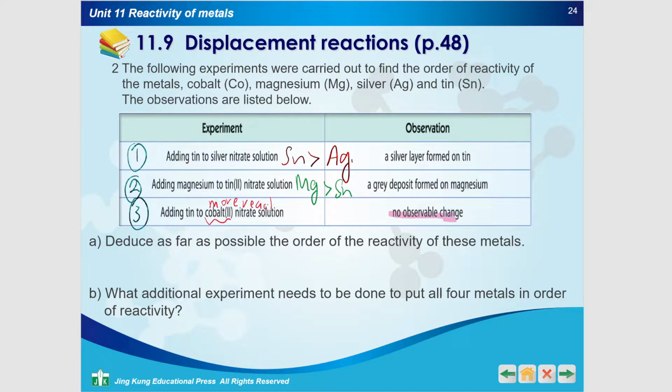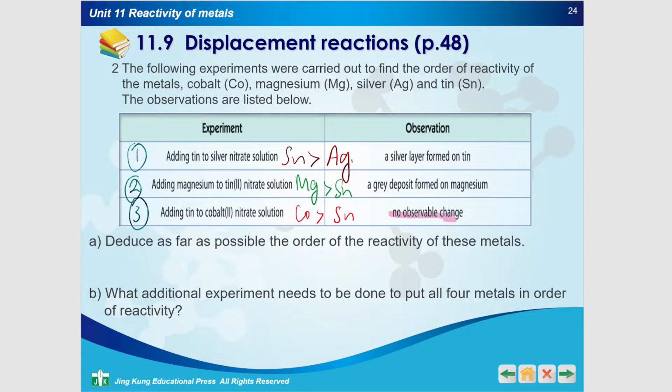So if this is more reactive, obviously it won't be able to displace it. Tin won't be able to displace it. In other words, cobalt over here is more reactive than tin. Okay, now we have found out. Now it says deduce as far as possible the order of the reactivity of the metals. Okay, so let's answer that question here.